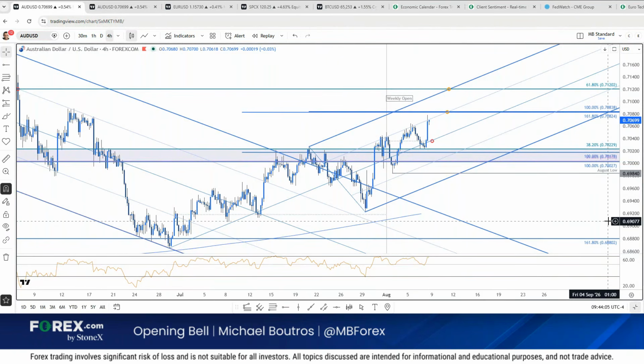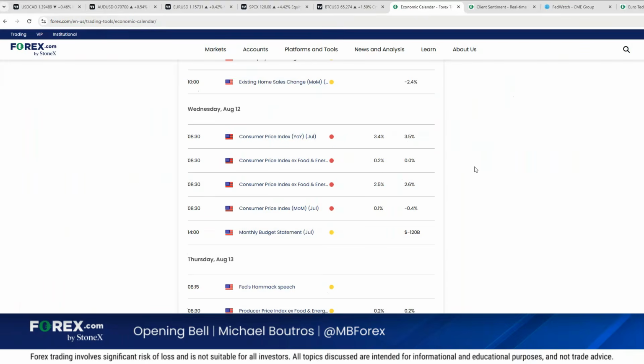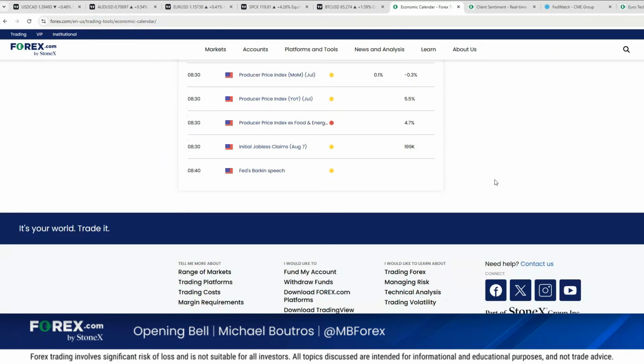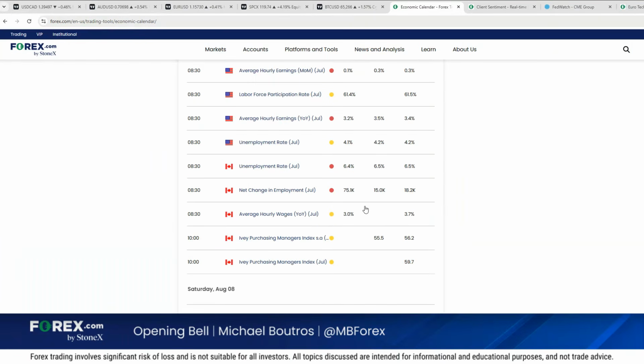All right, that's Aussie. Here's dollar CAD. So we also got the release of CAD employment data. Here's what it looked like. The CAD employment data was right here. Came in at 75,000, well above expectation. We were looking for a print of 15,000. The unemployment rate drops from 6.5 to 6.4. And so you're seeing a pretty strong reaction.